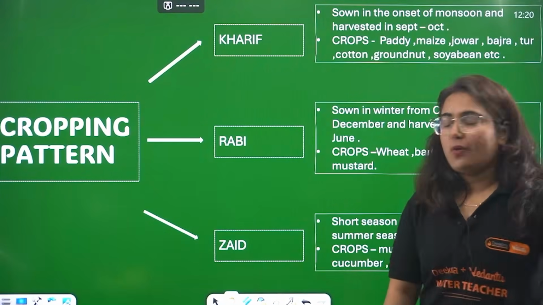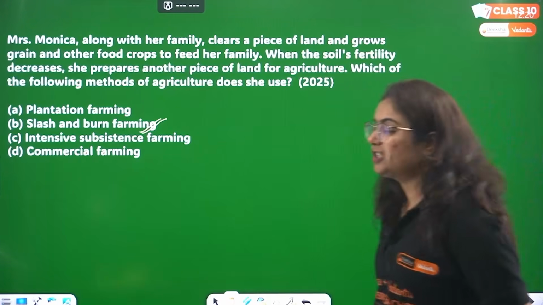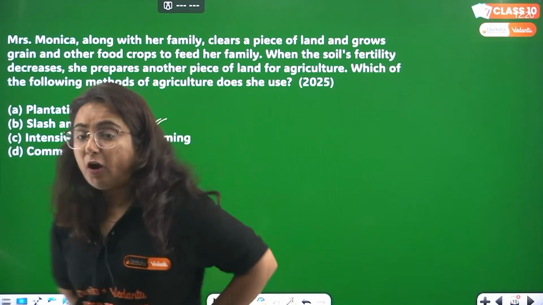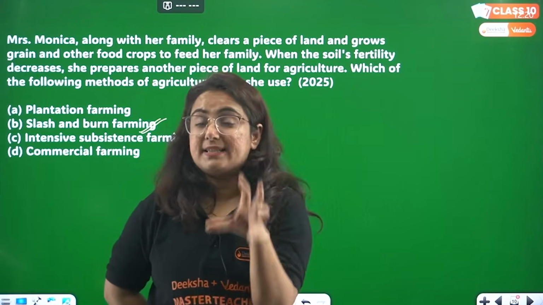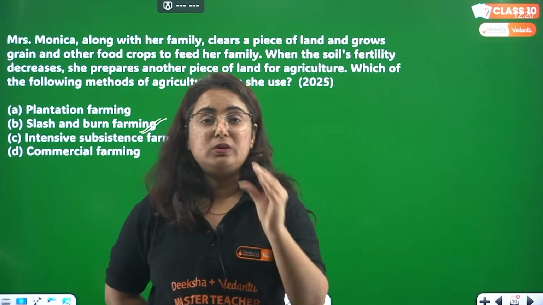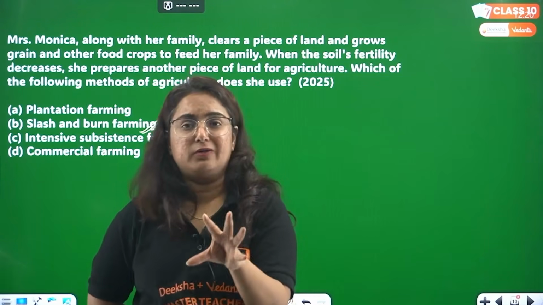Okay, so question time over. Moving to next important topic of the chapter. So before moving to the cropping pattern, let me tell you, India is a what? Monsoonal type of climate wala country. How we are monsoonal type of climate, beta?